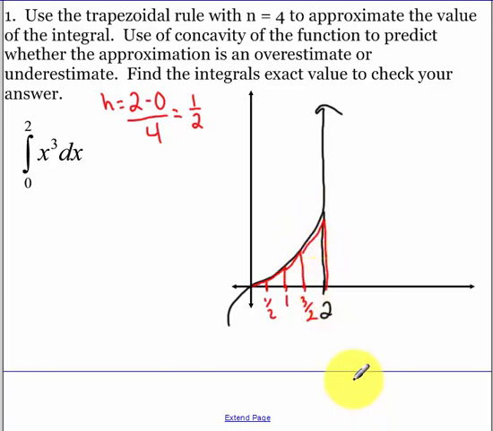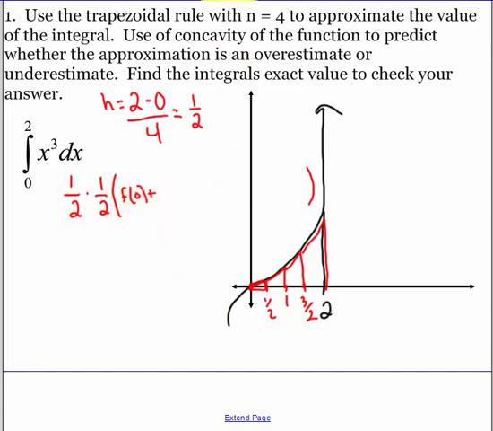So remember that the formula for a trapezoid is 1/2 the height times the sum of all the bases. And we're going to have a whole lot of bases here. But remember, this first trapezoid here, our first base, I'm going to accentuate it. I realize it's 0, but this first one is f of 0.